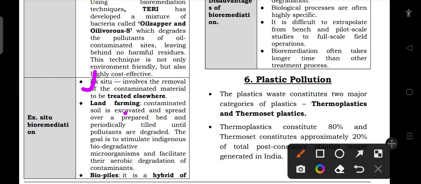So what is the goal? This is to stimulate the biodegradative bacteria and microbes, etc. This is land farming.